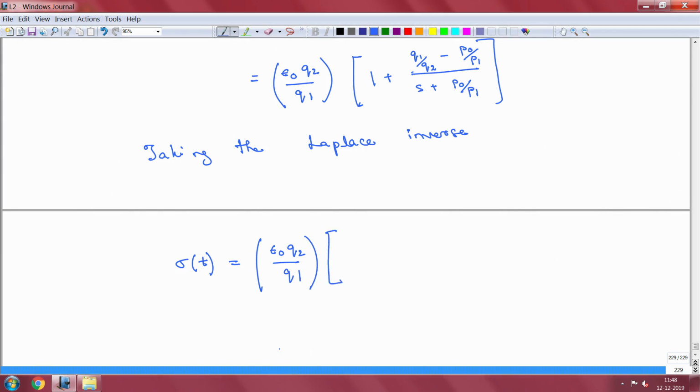Okay. And here we have to take the Laplace inverse of 1, that will give me the Dirac delta function plus the Laplace inverse of this, sorry, this will be q 1 by q 2 minus p 0 by p 1. This is my multiplier, and here we have the exponential form, which will be just minus p 0 by p 1 t.